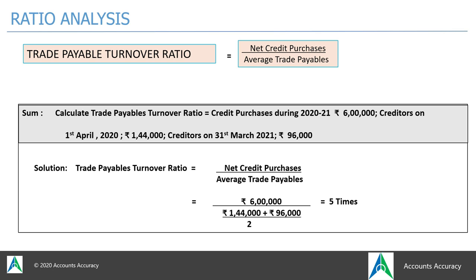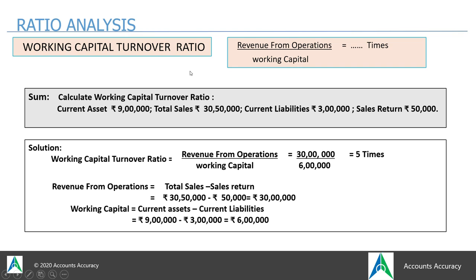From the entire credit purchase you will divide with the average trade payables and you will get the value of trade payables turnover ratio. In the sum you can see here credit purchase during the year, that is 6 lakh, is provided, and the opening balance is given 1,44,000 and closing balance, that is 96,000, is provided. So once you add these two and divide with 2, you will get the average value of trade payables. So that 6 lakh divided by average trade payable, you will get the value of trade payable turnover ratio, that is 5 times. And the last one is your working capital turnover ratio.